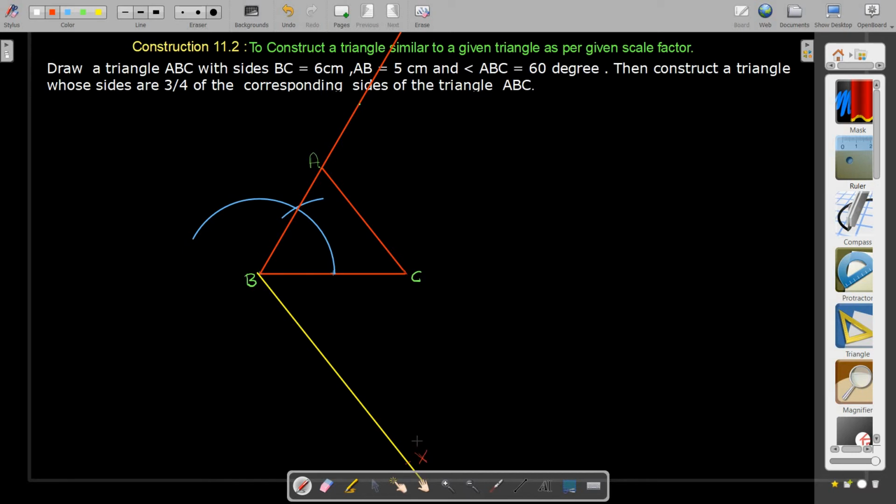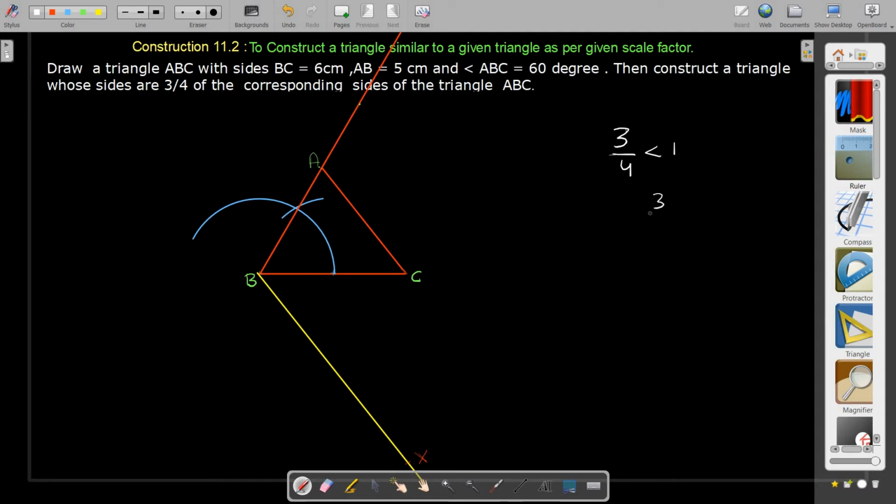BX ray. Now, look into the ratio or the scale factor. We have to construct another triangle that is similar to the given triangle ABC, whose sides are 3/4 times the sides of the given triangle. When you convert 3/4 to a decimal, we get a number less than 1. So our constructed triangle will be smaller than the given triangle ABC. That we will see after the construction is done.